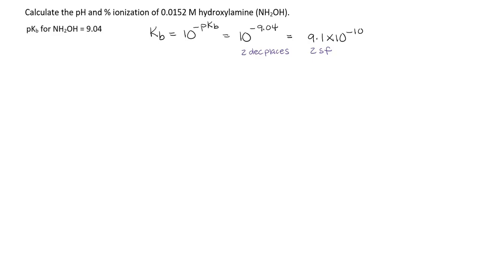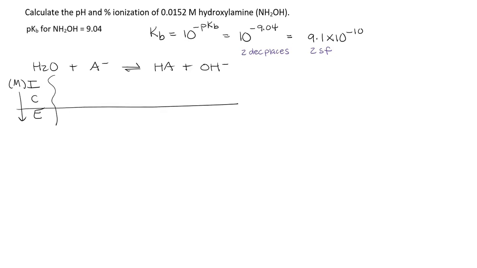Setting up our equilibrium, we have water plus A minus goes to HA plus OH minus. This is a mice table, so our units are molarity. We're not doing anything with the water. Our weak base initial concentration is 0.0152, and then we have 0 and 0, minus x plus x plus x, 0.0152 minus x for our equilibrium value, and then x and x.